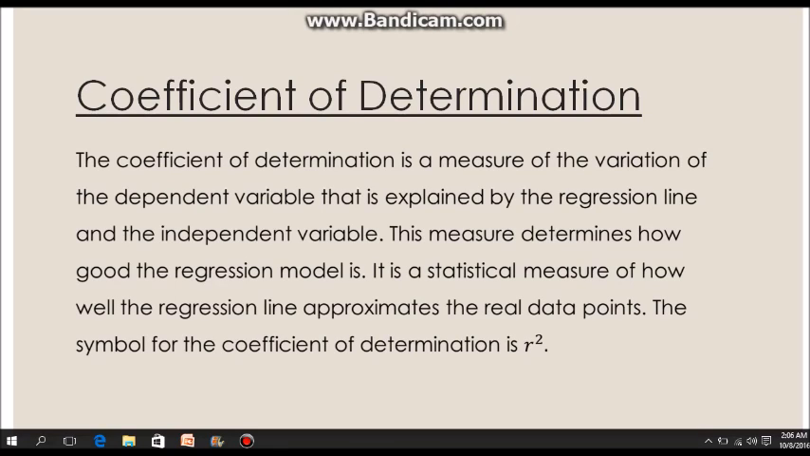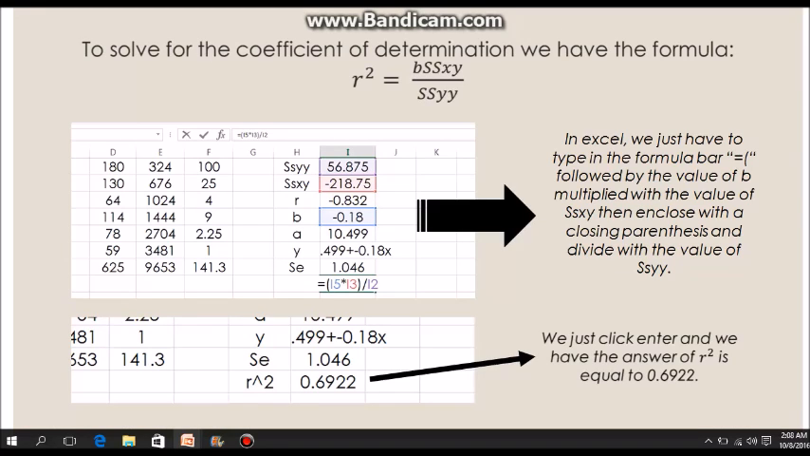Coefficient of determination. The coefficient of determination is a measure of the variation of the dependent variable that is explained by the regression line and the independent variable. This measure determines how good the regression model is. It is a statistical measure of how well the regression line approximates the real data points. The symbol for the coefficient of determination is r squared.